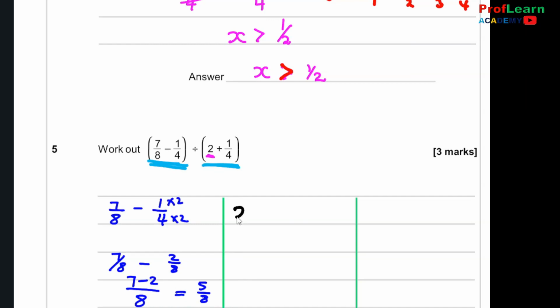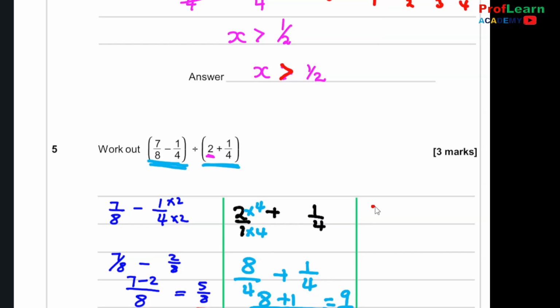Now this is going to be 2 plus 1 over 4. So this 2 is the same as 2 over 1. Which number can we multiply 1 by to get 4? That number is 4, and also here by 4, so that we shall have 8 over 4 plus 1 over 4. And when you look at this, we have a common denominator, and this is going to be 8 plus 1, and finally our answer becomes 9 over 4.